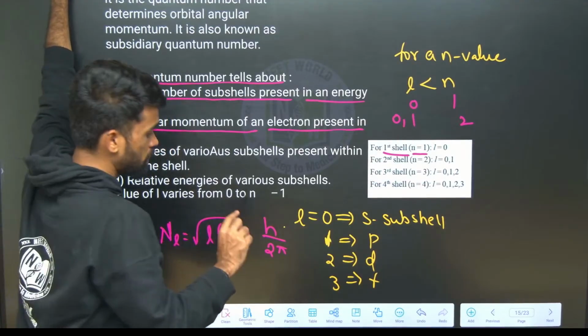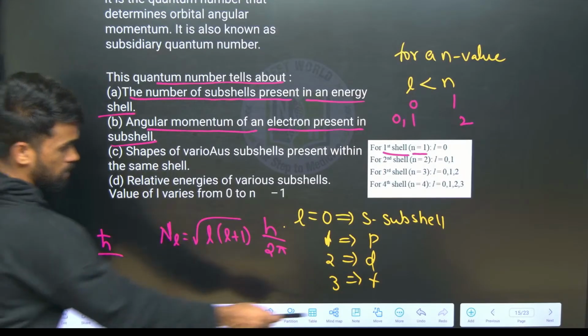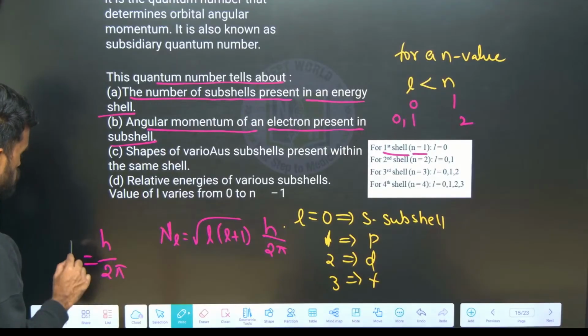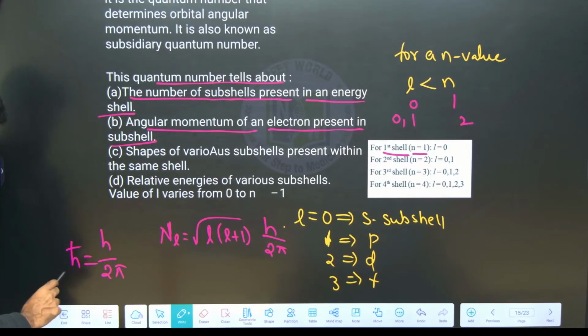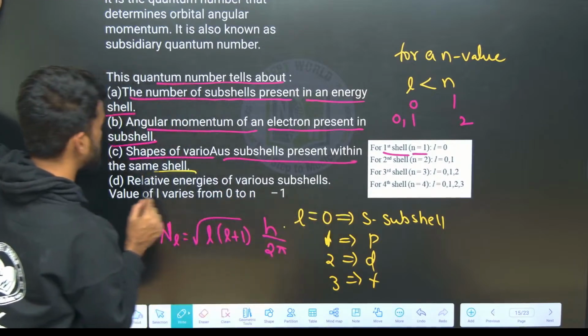Okay, so now sometimes in the question they may also mention h by 2 pi. This is also given as h cut, or h bar. h cut is nothing but h by 2 pi. This can be represented like h cut. Okay, next, shape of various subshells present within the same shell.